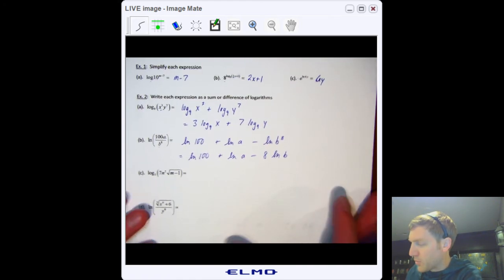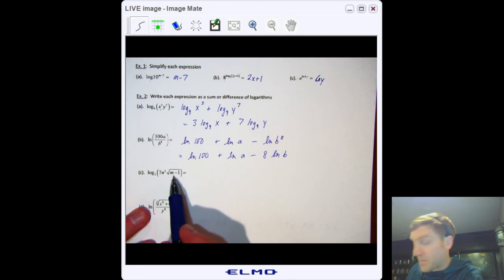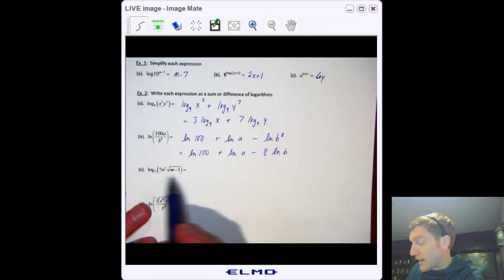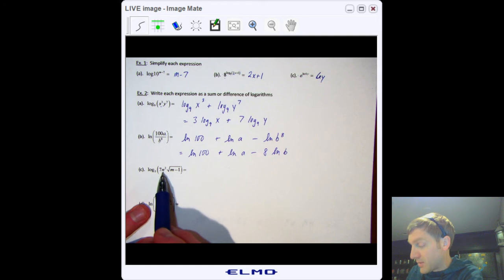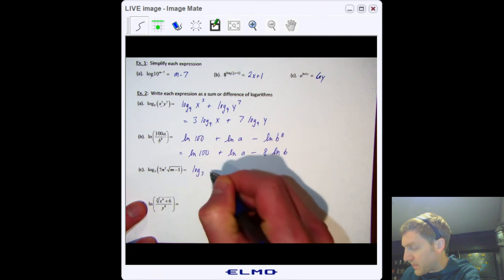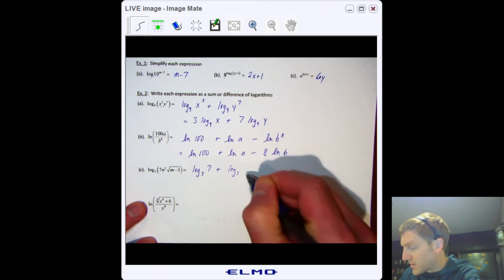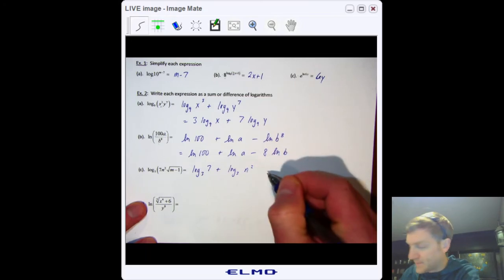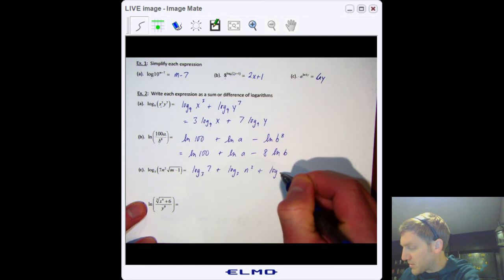Okay, another one. Log base 3. What's inside here? I have 7n squared square root of m minus 1. So ask yourself, there's a product. How many different things are being multiplied? There's 3, right? There's the 7, there's the n squared, and there's the square root of m minus 1. So I need to break it up as 3 logarithms. Log base 3 of 7 plus log base 3 of n to the second, plus log base 3.